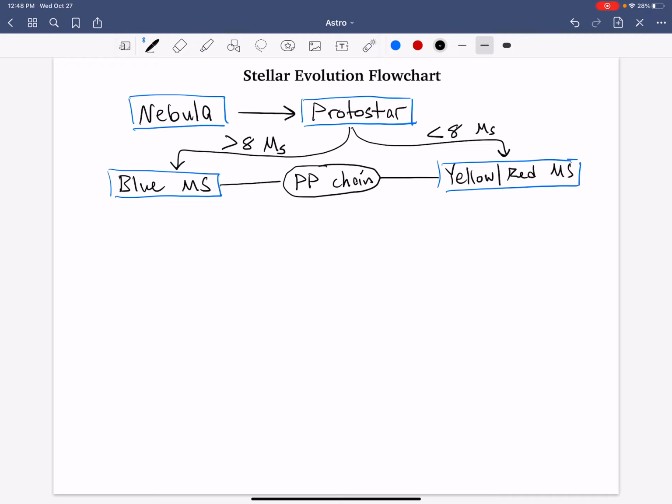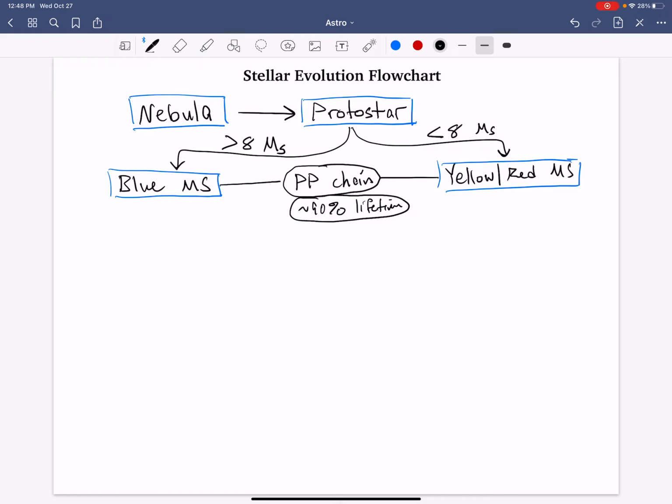And they also spend a vast majority of their time on the main sequence doing this. So something like 90% of their lifetime is on the main sequence. So I'll put that also right there.